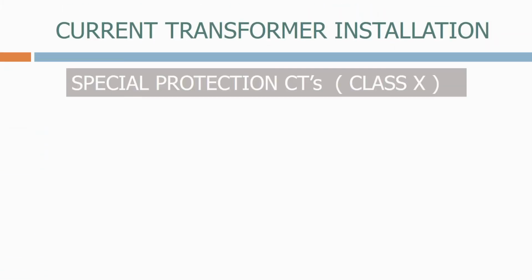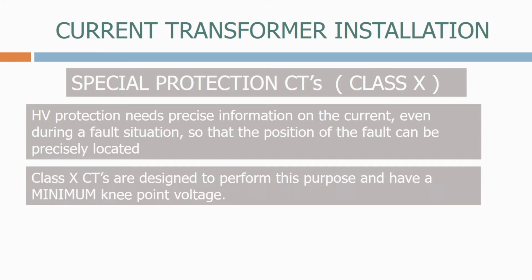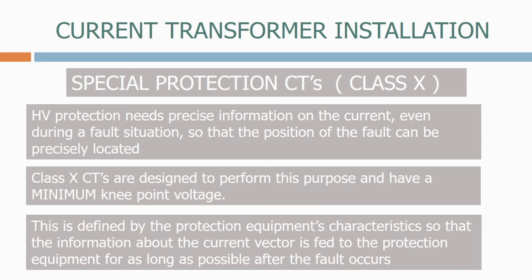Finally, we have special protection CTs, sometimes called Class X. HV protection needs precise information on the current, even during a fault situation, so that the position of the fault can be precisely located. Class X CTs are designed to perform this purpose and have a minimum knee point voltage. This is defined by the protection equipment's characteristics, so that the information about the current vector is fed to the protection equipment for as long as possible after the fault occurs.